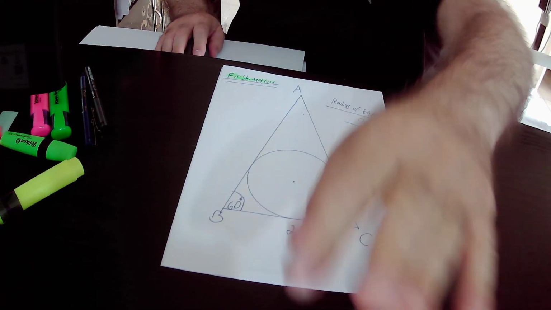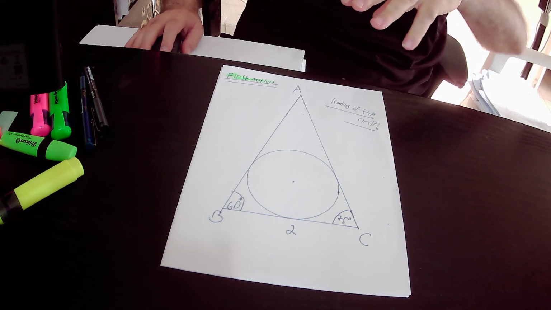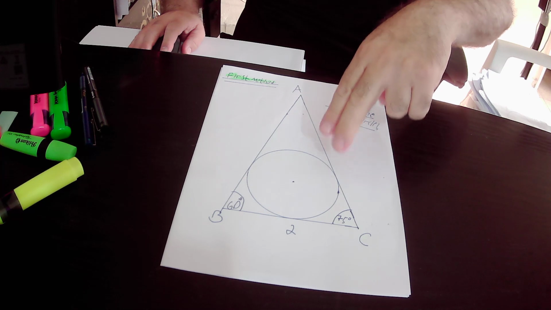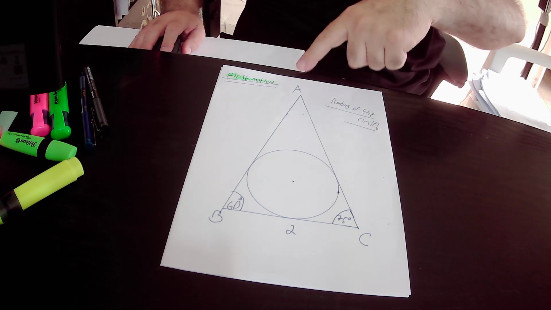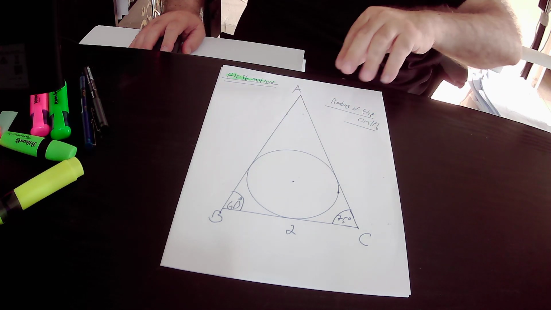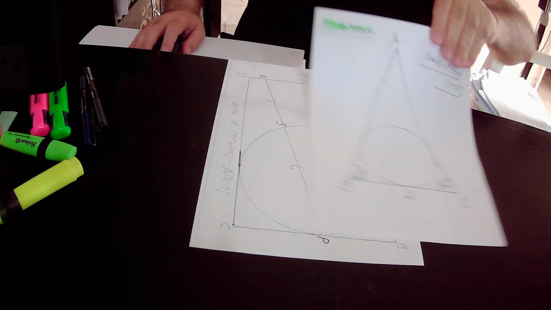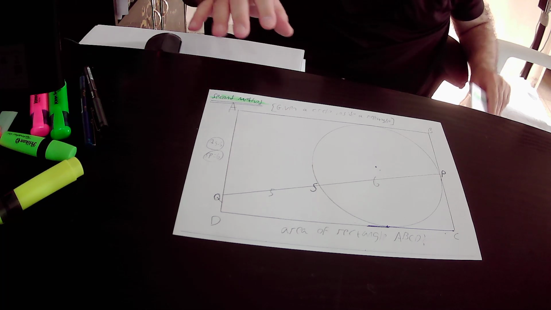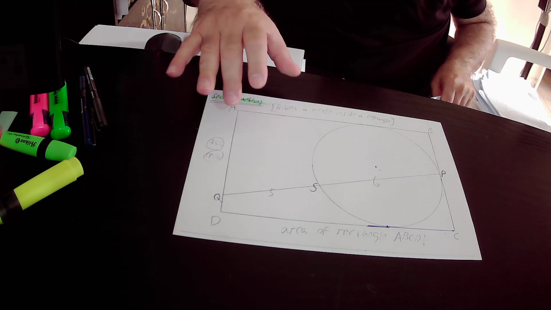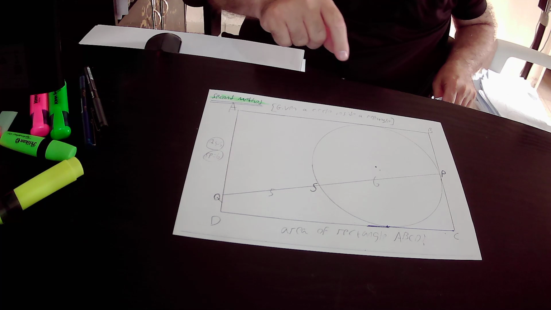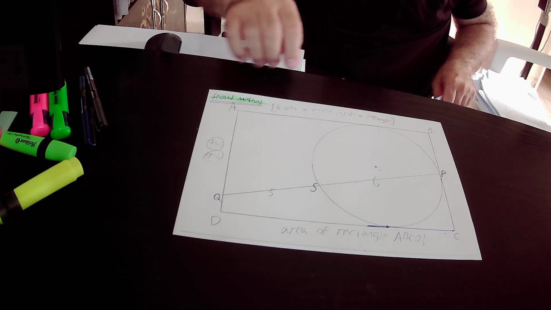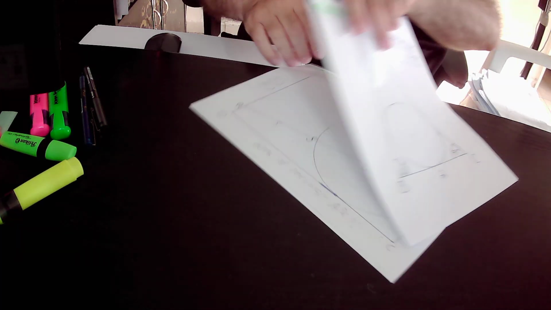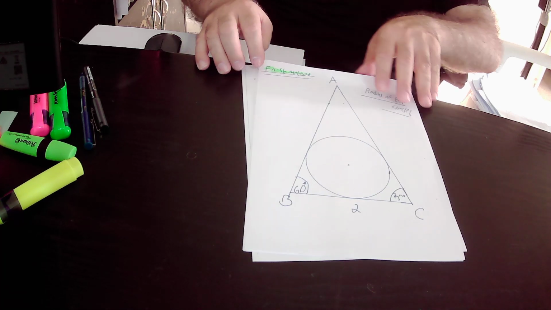Now, in this lecture, I will answer two questions. In the first question, we find out the radius of this circle that is described by triangle ABC. In the second question, we find out the area of this rectangle ABCD that blocks this circle. We start with the first question.